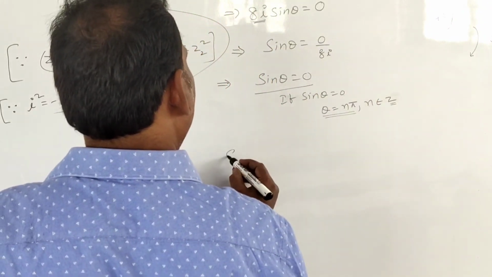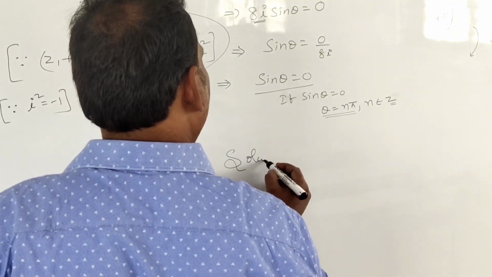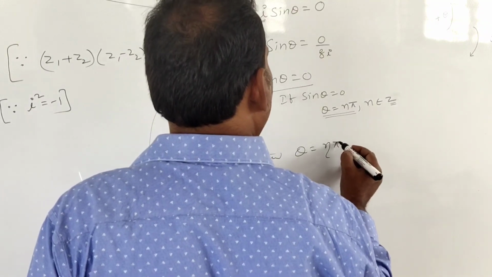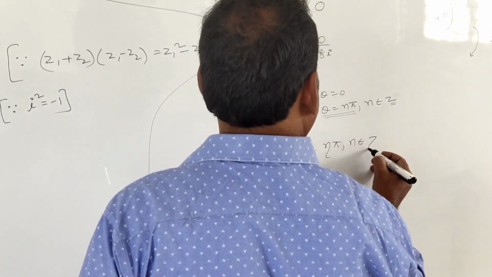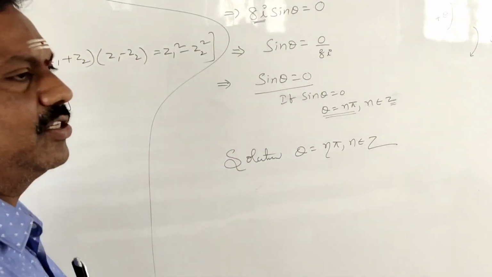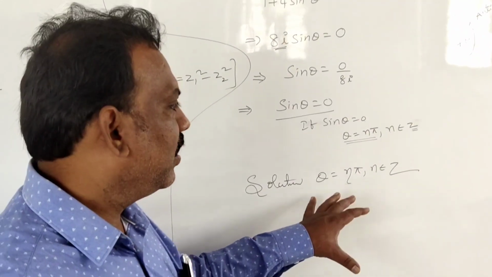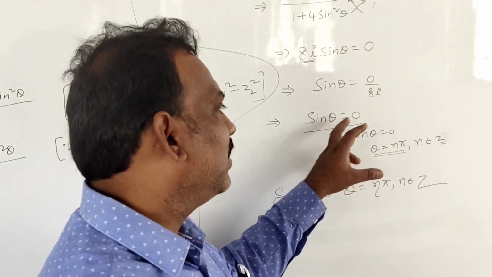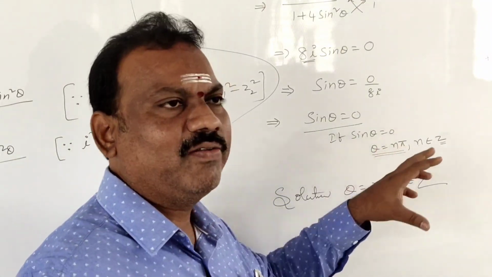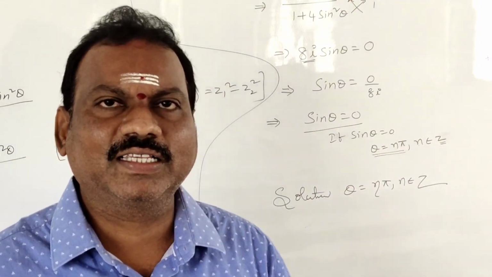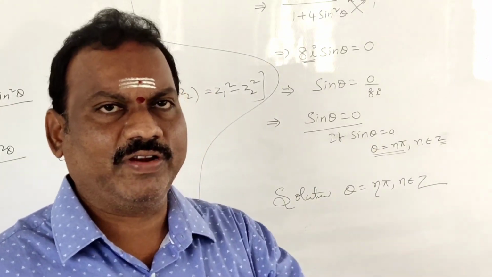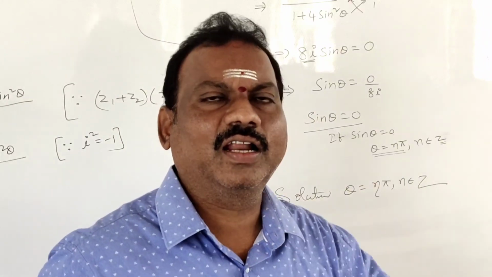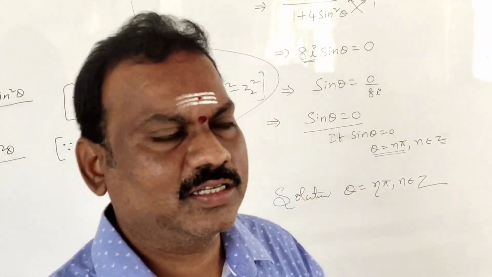So what is the solution? Theta is equal to n pi, n belongs to Z. This is the general solution. Without the topic you cannot understand it, so just remember: sin theta is 0, theta is equal to n pi. Why is it n pi? We will discuss it in trigonometric equations. I will start the trigonometry topic, and in that you can understand the details clearly. Understood, students? Right.